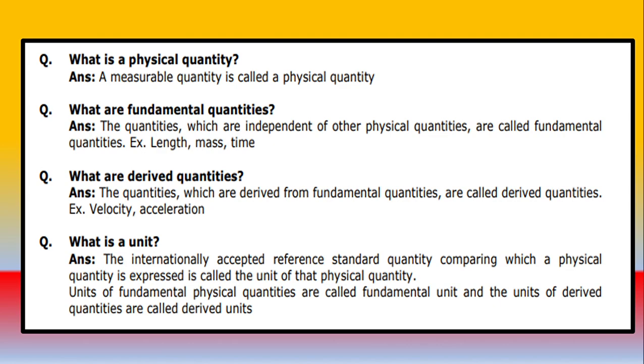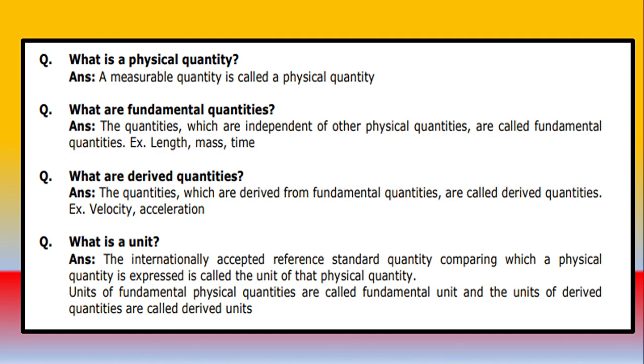They are independently measurable: length, L; mass, that is, when you are measuring sugar, how many kg; and time. So these are the fundamental physical quantities. Another one is the derived physical quantity, which is derived from the fundamental quantities. With a combination of one or two fundamental quantities, we get one more special quantity, that is a derived physical quantity, like velocity, acceleration and so on.